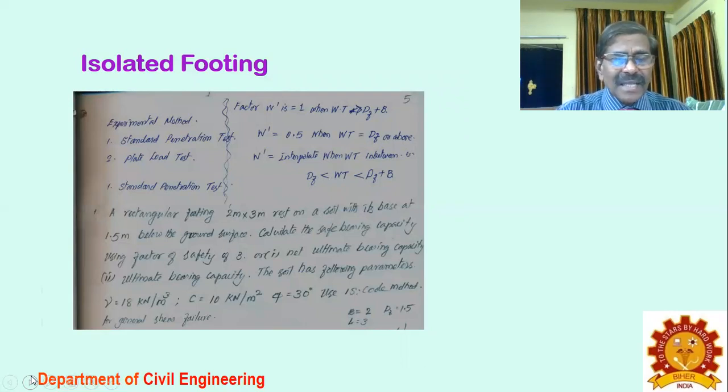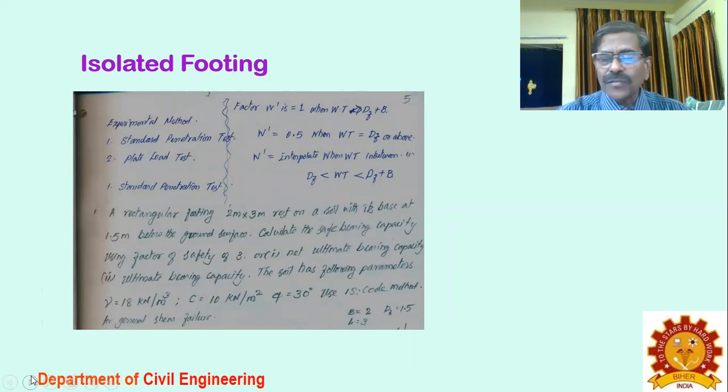For example, a rectangular footing of 2 by 3 meters rests on the soil, and the base width is 1.5 below the ground surface. Calculate the safe bearing capacity using a factor of safety of 3. Net ultimate bearing capacity. The soil has the following parameters: gamma, C, phi, IS code method.